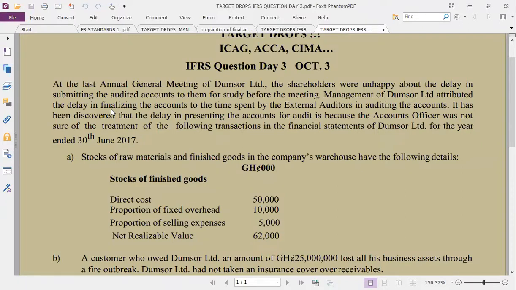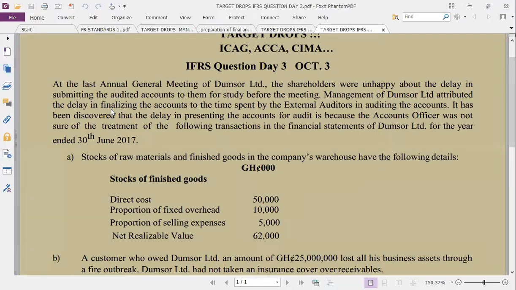officer was not sure of the treatment of the following transactions in the financial statement of Mutual Limited for the year ended 30th June 2017. Not sure. That is the drop 3. So I'm just considering the first part.